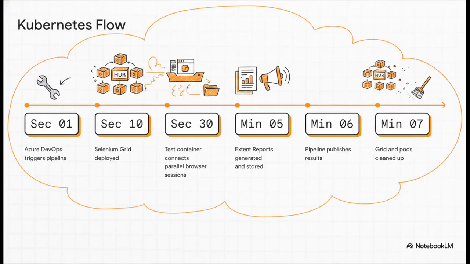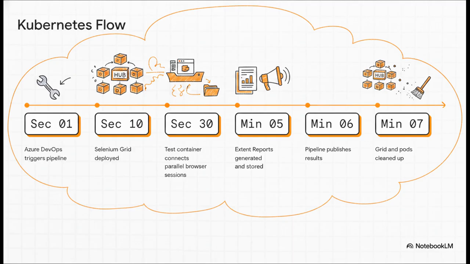And finally, Section 4, Docker and Kubernetes execution. If you really want to supercharge this setup, you execute it using containers. With Kubernetes, your flow becomes almost like magic. Just look at this timeline. At second 01, Azure triggers the pipeline. By second 10, an entire testing ecosystem, a Selenium grid, spawns literally out of thin air inside your cluster. Test containers immediately spin up and begin running parallel sessions. By minute 5, your reports are beautifully generated and published by minute 6.